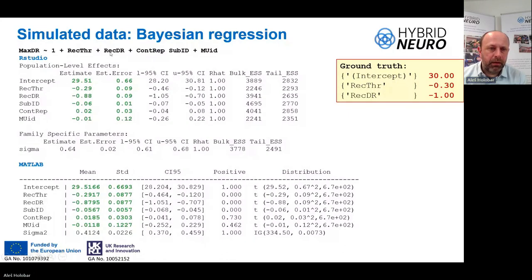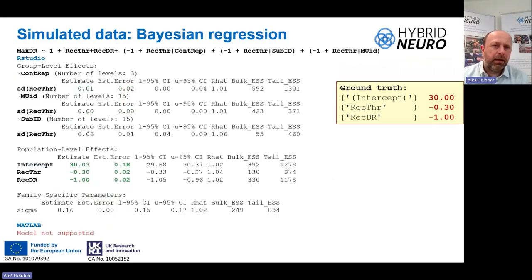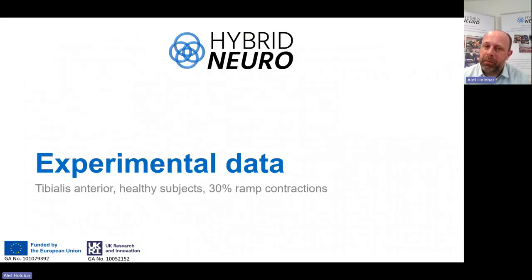In MATLAB, you can only model in the Bayesian framework the fixed effects. So there is no means to discriminate between the random effects and the fixed effects. In RStudio, you can use the very same Wilkinson notation as in the case of linear mixed models. So basically, you can really compare the Bayesian framework with the linear mixed models framework. If you do this on the synthetic signals, then you will have the ground truth, and you will be able to see which is better, and make up your own mind.